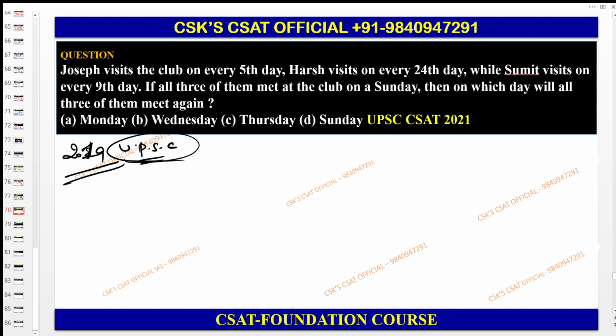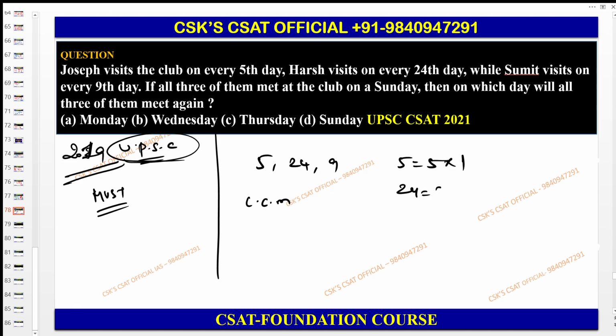Same logic. See here, the model repeats in every UPSC examination. So the 2015 model came in 2023 also. Therefore models repeat, and learning and solving the previous year question papers is a must. So please remember that. Now take the numbers 5, 24, 9. Take the LCM. So 5 can be factorized as 5 into 1. 24 can be factorized as 8 into 3, which is 2 cube times 3. Then 9 can be written as 3 square.